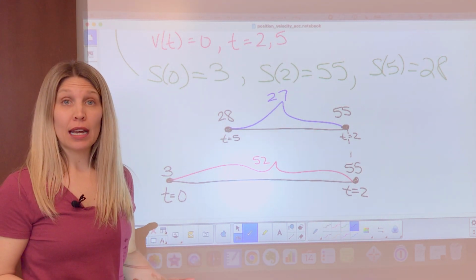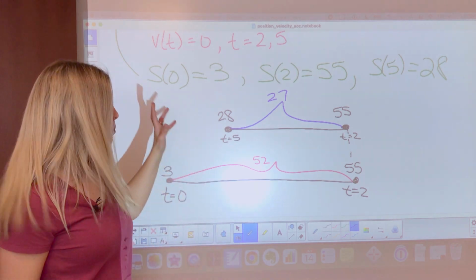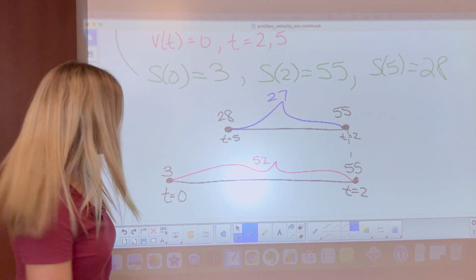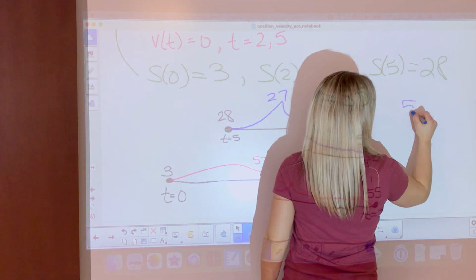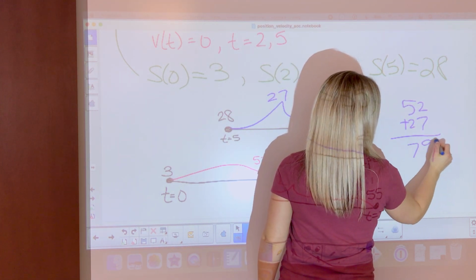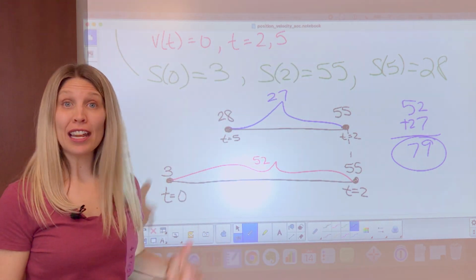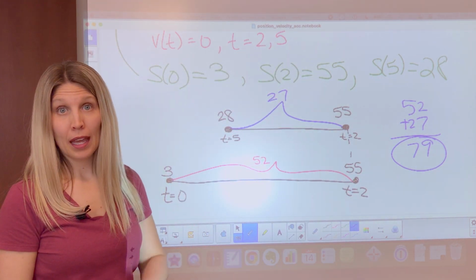So now we need to find out your total distance. So all you have to do, add those two together. 52 plus 27. You went 79 units. That is your total distance.